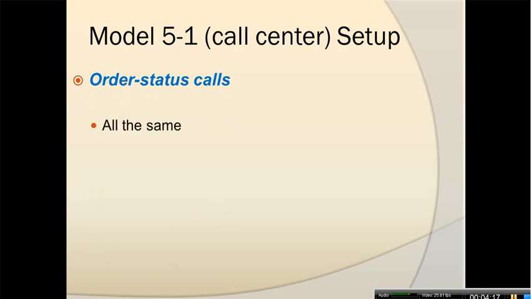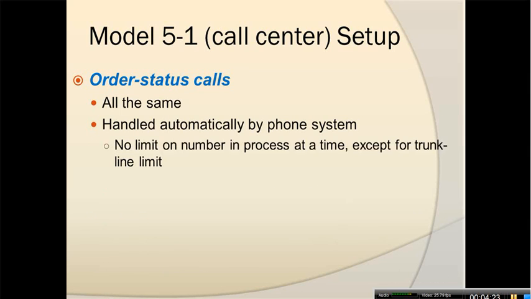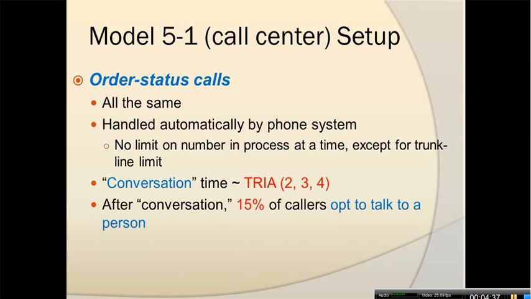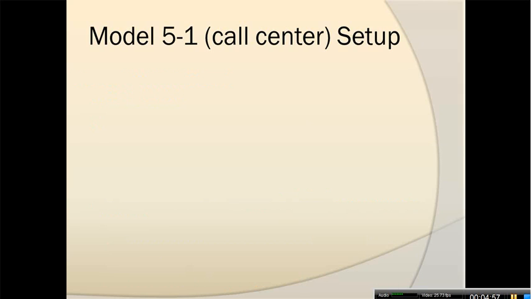We also will have order status calls, all of the same type, handled automatically by the phone system. There is no limit on the number in process at a time except for the trunk line limit. We'll have a conversation time, and again conversation is in quotation marks, triangularly distributed with parameters 2, 3, and 4. After the conversation, 15% of callers will opt to talk to a person, so they're routed to sales staff, and the conversation lasts an additional triangularly distributed time with parameters 2, 3, and 4. Sales calls will have higher priority, but it's non-preemptive.